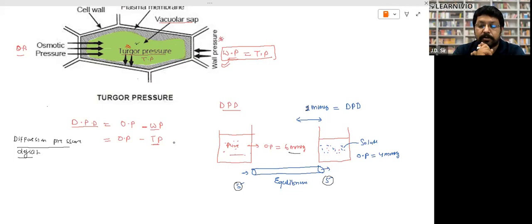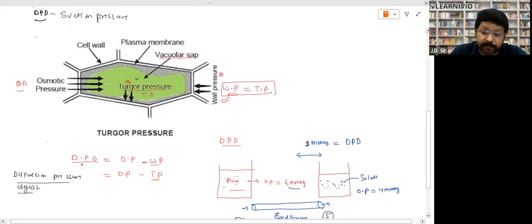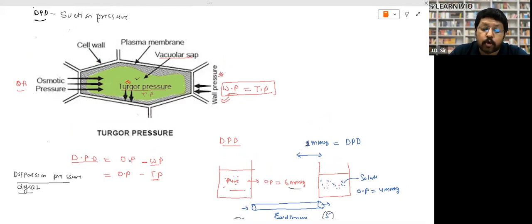Sir, can you repeat? Yeah, sure. Look, there is a formula. DPD, diffusion pressure deficit, is equal to OP, osmotic pressure, minus wall pressure. Both pressures are in opposite directions. OP minus WP. But we know that wall pressure is equal to TP, so we can also write DPD is equal to OP minus TP. Is that clear? Yes. Okay.